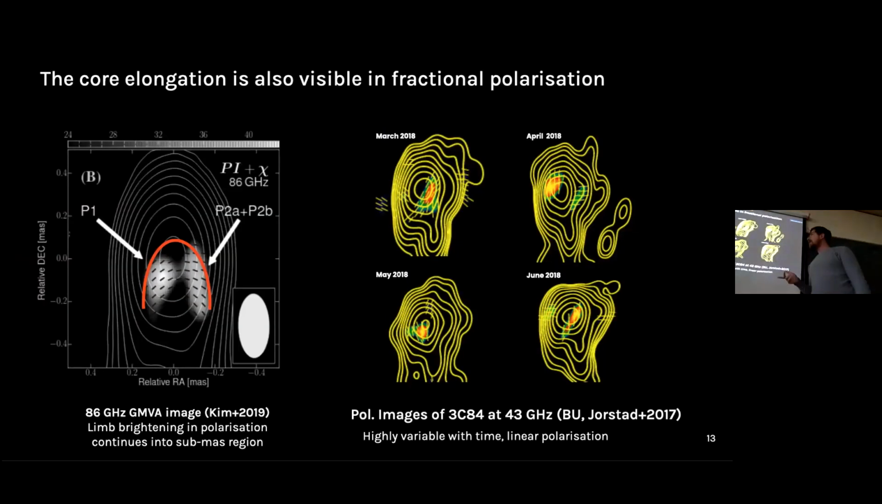Now this core elongation is also visible on the left side in polarization. So this is at 86 gigahertz. And I drew this parabola to guide the eyes to see that it goes very deeply into the core. But you should keep in mind that the polarization is very variable in the source. So on the right, this is 43 gigahertz. And as you can see, it's just 1 month apart from each other. You can see how drastically it changes. But this is not an effect of instrumentation. This is actually intrinsic to the source.